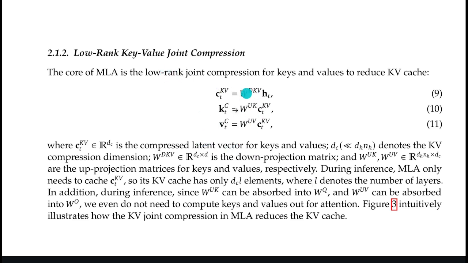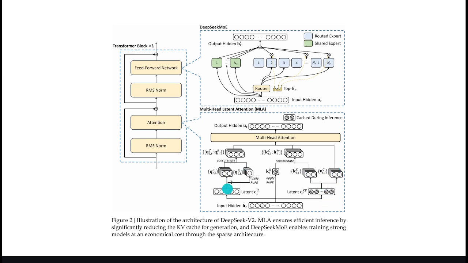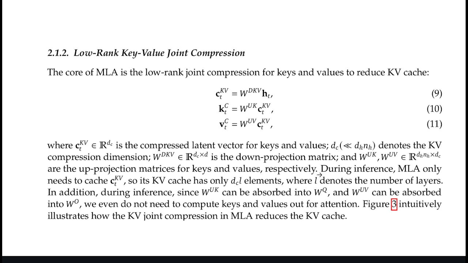They use a low-rank key-value joint compression, kind of like LoRA. They take a similar idea to compressing the data, and by doing the computation you can see that a lot of steps can be simplified to make it much more efficient. They don't even have to compute the keys and the values out for attention. Although theoretically they are doing it this way, in practice they don't even have to compute the keys and the values. They can already get the attention.